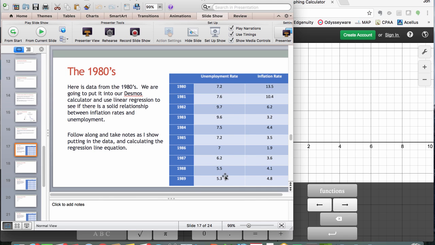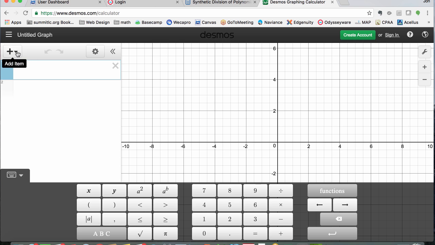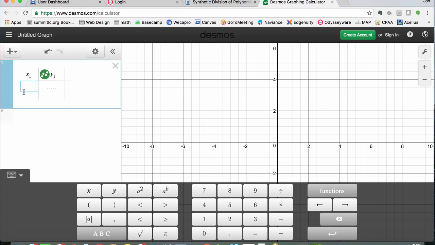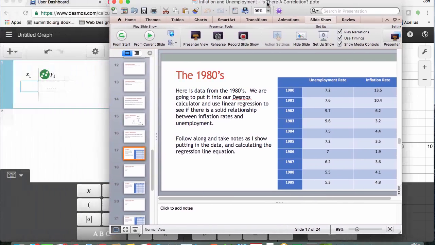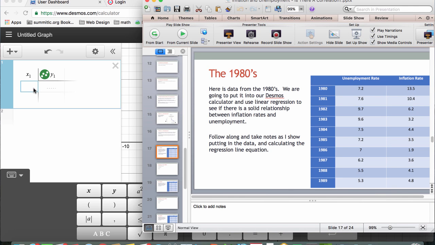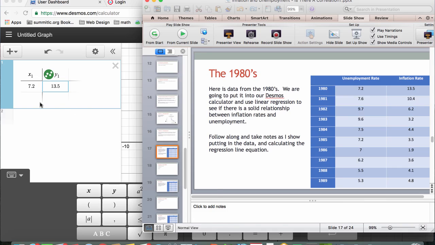Again, unemployment was our X values. Inflation was our Y values. I'm going to see what's going on. So I need to insert a table. I'm going to come over here. Insert table. And now I need to put in my X values as my unemployment rate. My Y was my inflation rate. So let's bring this up. And the first one was 7.2 and 13.5. Now for the next year, we had 7.6 and 10.4.